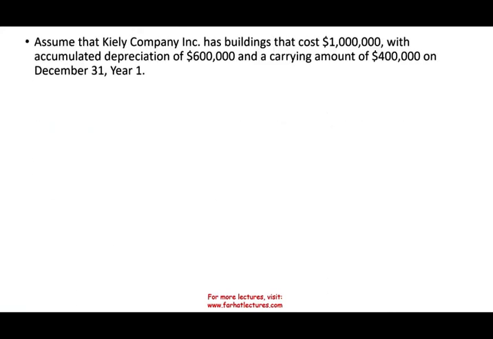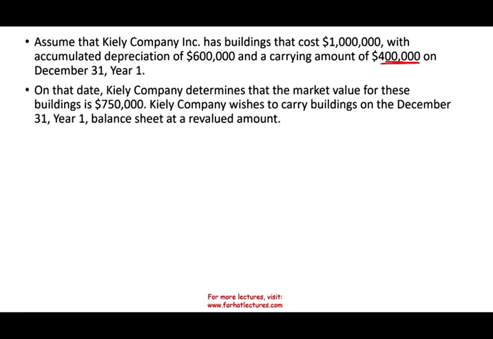Let's assume K company has a building with a cost of $1 million, accumulated depreciation of 600,000, book value or carrying value equal to 400,000, which is $1 million minus 600, as of December 31st, year one. So this is where we stand. On this date, the company determined that the fair value for this building is 750. Hold on a second. I have an asset on the books. This book value is 400,000. And you're telling me my value should be 750, what does that mean? It means I have to write up my asset 350,000. Okay, so the company wishes to carry the building at the revalued amount, and the revalued amount is 750.